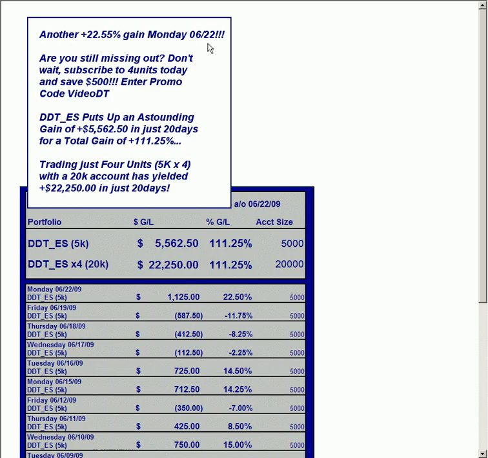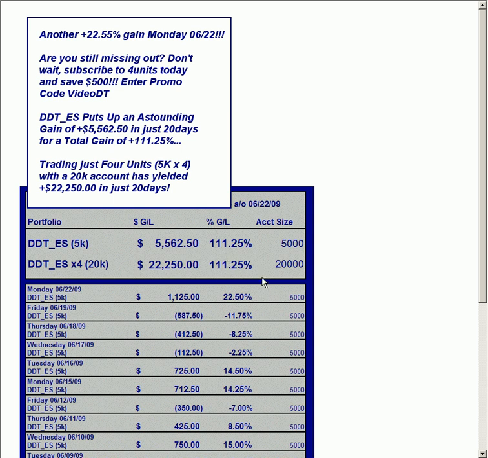Wow, look at that. 622, another, this is for the dual day trader ES, puts up another $1,125 gain yesterday. Today is Tuesday, the 23rd. An amazing $1,125 gain was for the dual day trader the ES. Very powerful system. This actually has just really come on strong lately.